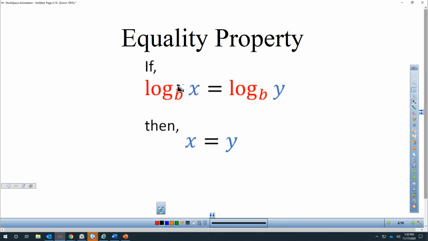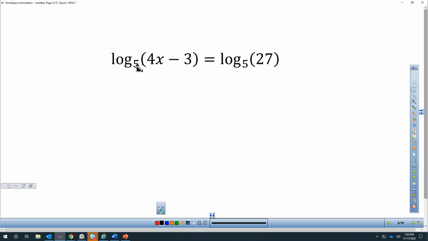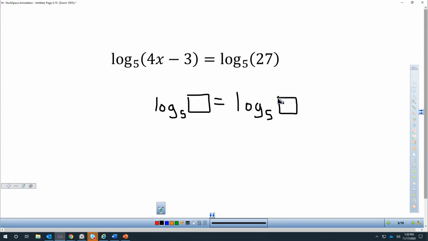It says if you have the log base something of x and then the log of the same base of y, then the things in the logs, the x and the y, have to be equal. Okay, so let's see how that applies to this case. We have log base 5 over here, we have log base 5 over here. So think of it as log base 5 of blank equals log base 5 of blank. Well, the only way that these two things could be equal is if whatever's in the blank is also equal.